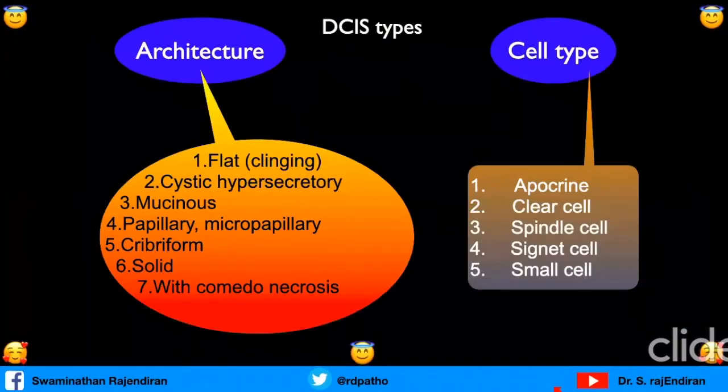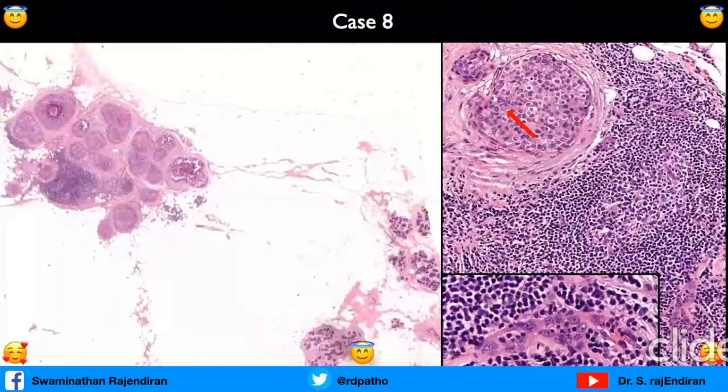I already showed you DCIS is classified into architecture and cell type. Why is my thing coming up? Are you all seeing this thing hiding the screen? It's gone now. So that is apocrine DCIS.